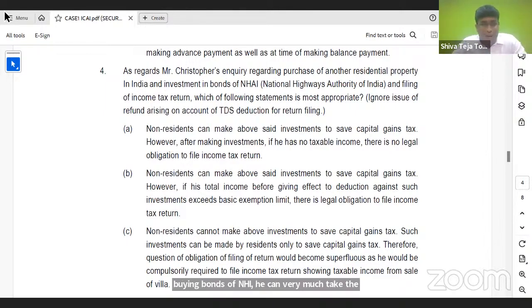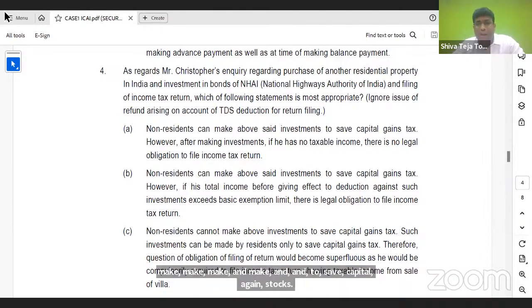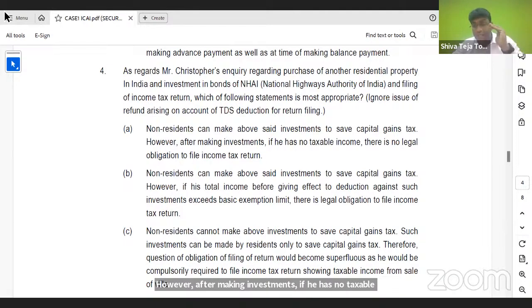So let's see the options. Option 1: Non-resident can make above said investments to save capital gains tax. However, after making investments, if he has no taxable income, there is no obligation to file return. That is wrong because he has to file the return.